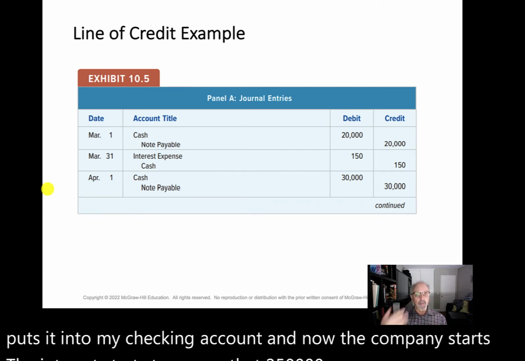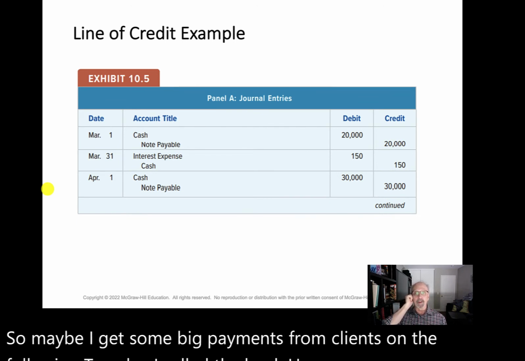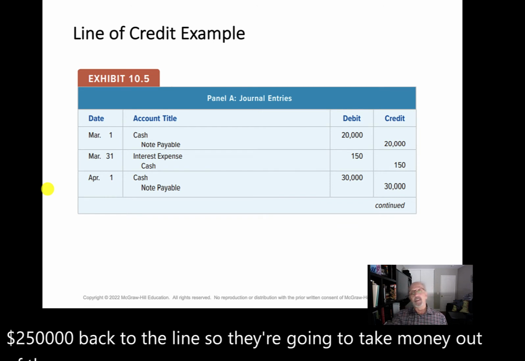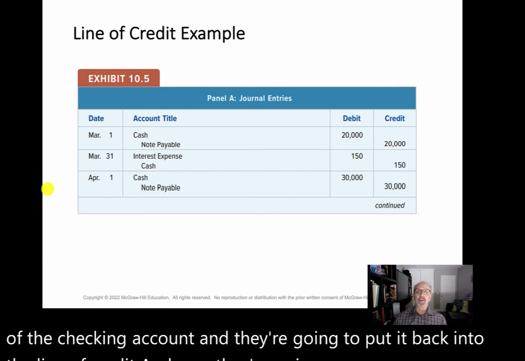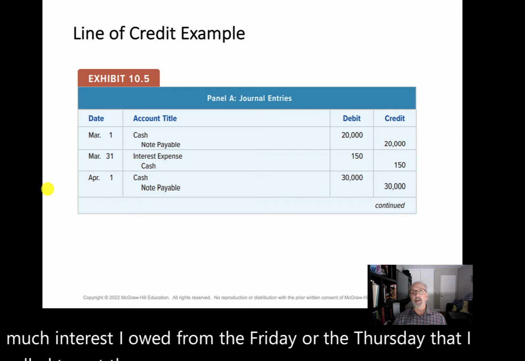So maybe I get some big payments from clients the following Tuesday. I call the bank, hey, can you guys put that $250,000 back to the line? So they're going to take money out of the checking account and they're going to put it back into the line of credit. And now they're going to calculate how much interest I owed from the Friday or the Thursday that I called to get the money and the Tuesday that I paid it back.